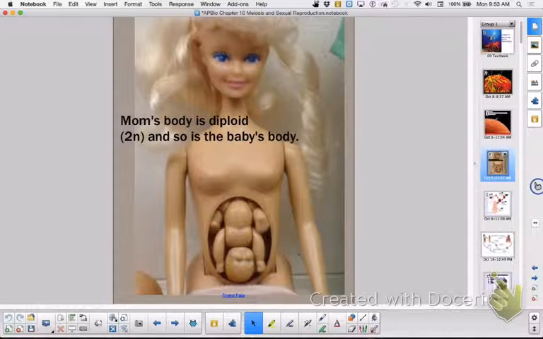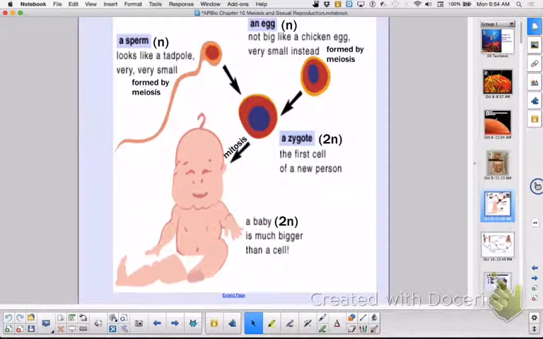Anyway, mom's body is diploid and the baby's body is diploid. We talked about the cell cycle, so now let's talk about our life cycle. I'm going to give each of you a chance to explain it. I don't know who's starting this one off, but let's just say Slate. Go ahead and explain this oddly shaped baby.